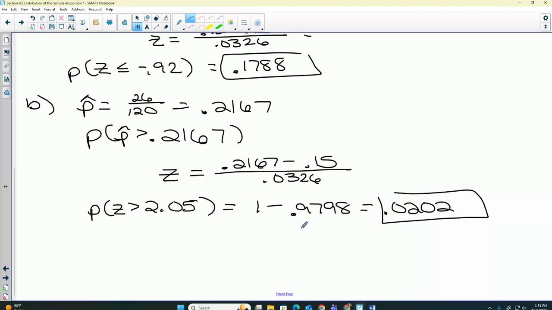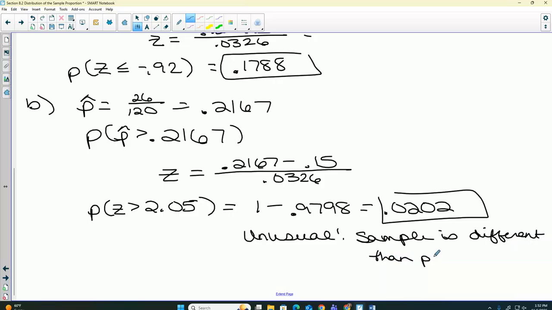Is that unusual? Yeah. So what might you conclude? Our sample is different from the population. Or something along the lines that maybe using headphones increases the probability of having hearing loss or something like that. Okay. Any questions?